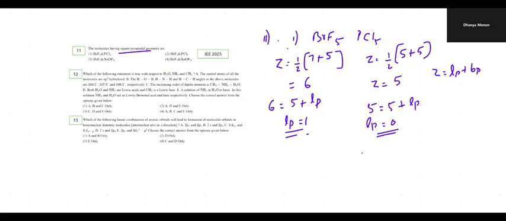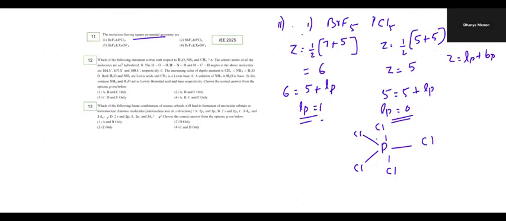So PCl5 has a trigonal bipyramidal shape. It's not square pyramidal. Okay, and BrF5 has a square pyramidal shape. Okay, so there is one lone pair on Br.